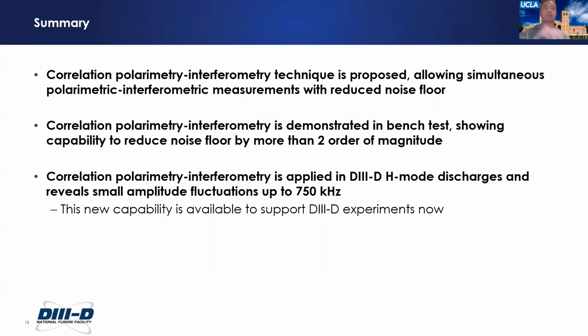So that concludes my presentation. We have this polarimetry interferometry correlation technique proposed and demonstrated. We have also been able to apply it successfully in the H-mode discharge and reduce the amplitude fluctuation noise floor up to 750 kilohertz. This new capability is now available to support DIII-D experiments. Thanks for your attention.